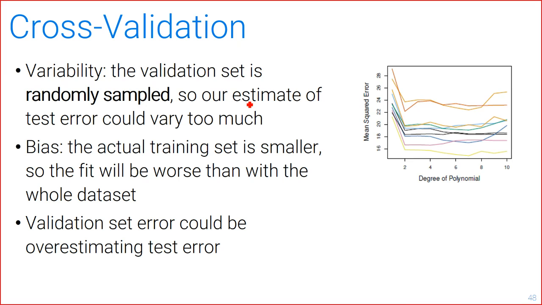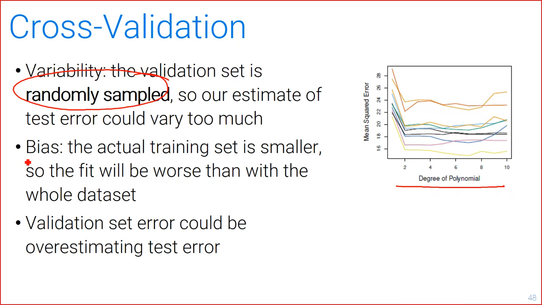And we can visualize it here. So here we're plotting as a function of the flexibility of the model. Let's say we have a model of a certain polynomial relationship between a variable and the response. In each of those lines, we represent the error of the model as a function of the degree of the polynomial, and each of those represents one split of the data. So you see, depending on which specific data split you use, you're going to have slightly different results. And again, this is important because the split is random, so our estimate of the test error is going to vary too much.